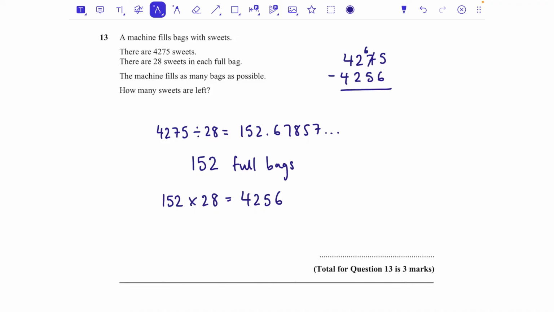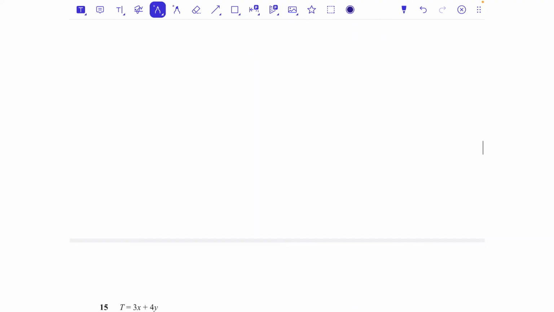we'd need to borrow from next door. 15 take 6 is 9, 6 take 5 is 1, and then we've got 2 take 2. 4 take 4, so 19 sweets left over would be your answer for that one. Well done if you got that.